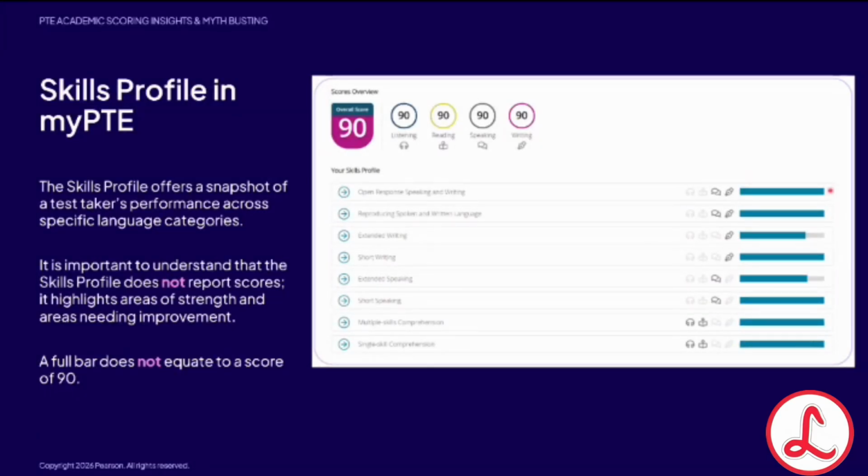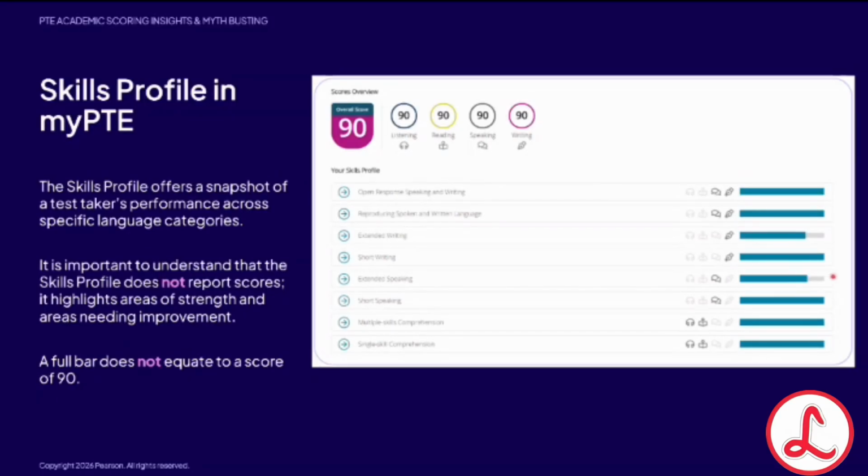The purpose of these categories is really just to help guide test takers to areas they could focus their preparation on a bit more and their language learning. It doesn't mean that they've gotten a specific score in these categories. These categories don't relate to specific scores. And that's how you can end up with a skills profile that looks like this. So you have a 90 in all of your skill scores and overall score, but this person didn't have a full bar in writing, or extended speaking.